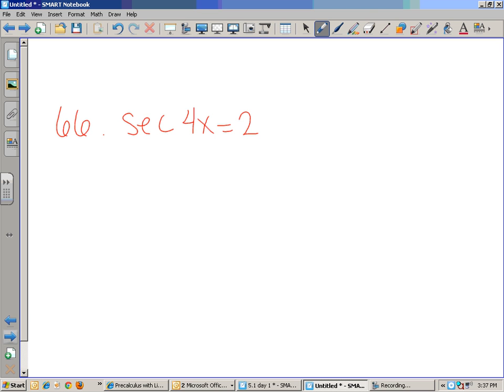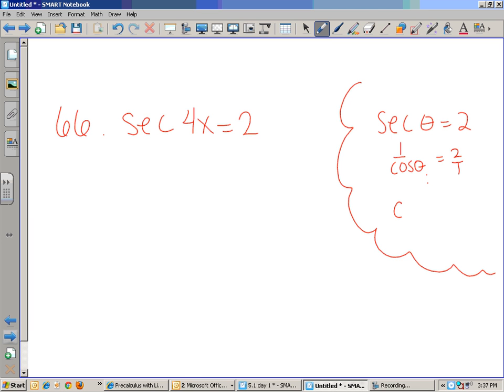Now in my thinking bubble, I'm thinking, where is the secant equal to 2? And now this should look like a 5.3 day 1 problem, where you went, okay, well, this is really 1 over cosine.